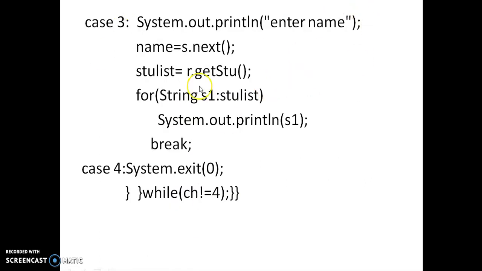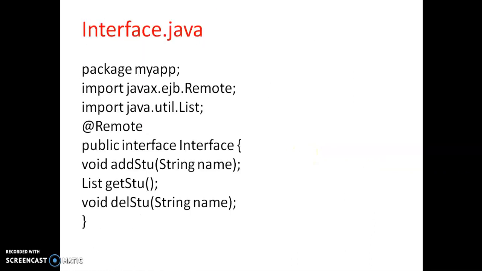Next, if you want to get the student list, that is option 3. If you want to display the student list, you enter the option, then get the student list. Here I am using the for loop. This for loop will retrieve each and every student data from the student list, and then all those student names will be displayed, and 4 for exit. Right?